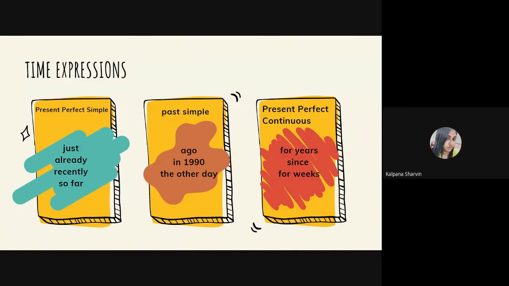Number 5, A. Okay, I have lived the flat, because they mentioned yesterday. Yesterday is a specific time or not? Specific time. Okay, so when it is a specific time, what do we use? Present perfect or past simple? Past simple. Yes, so past simple.